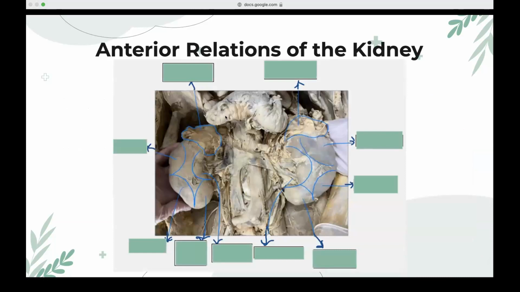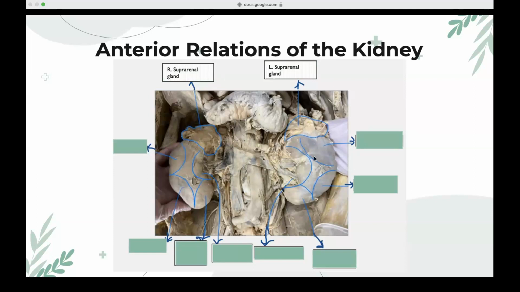Now the anterior relations of the kidney. Let's start with this one. What's this? Is it the suprarenal? Yep. So suprarenal, it covers mainly the superior medial portion of the kidney. This is the suprarenal as well, the right and the left. What about here? What's on the kidney on this side? It's the superolateral part of the kidney.